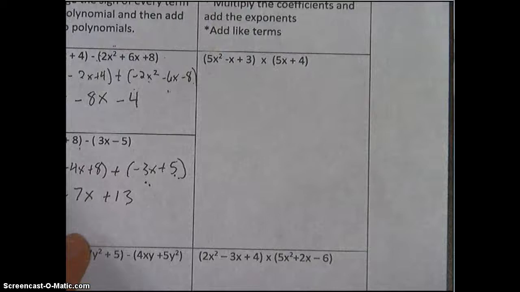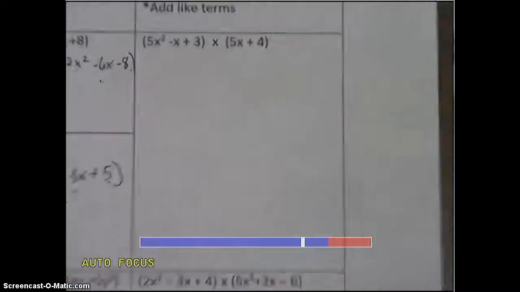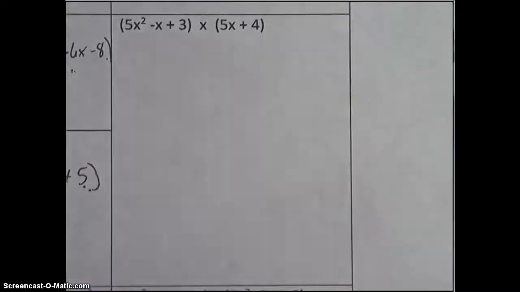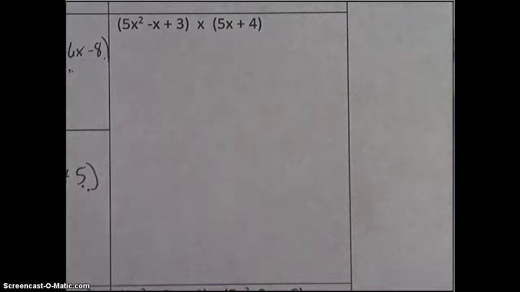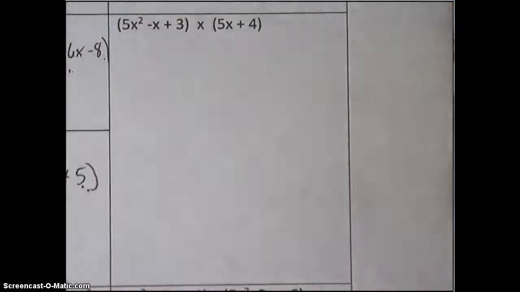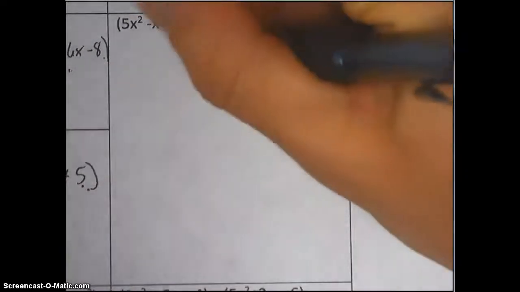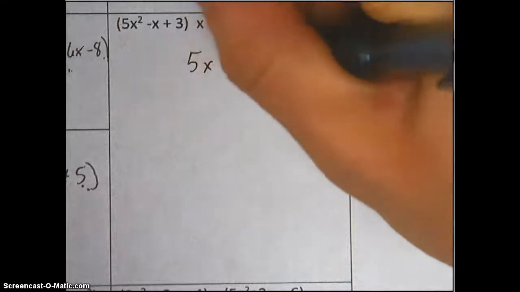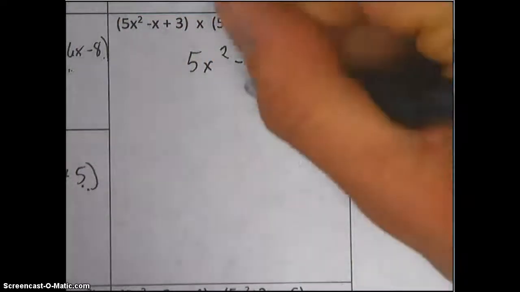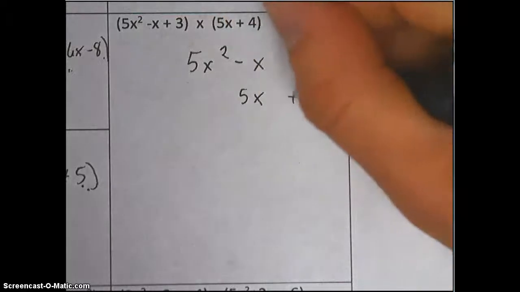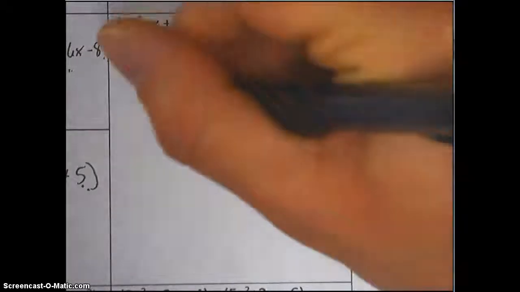So the first way I want to show you how to do this is just simple multiplication the way you would have done it way back in the 3rd grade when you're trying to multiply multiple digit numbers. So you've got a 5x squared minus x plus 3, and you've got a 5x plus 4, and we're going to multiply these.